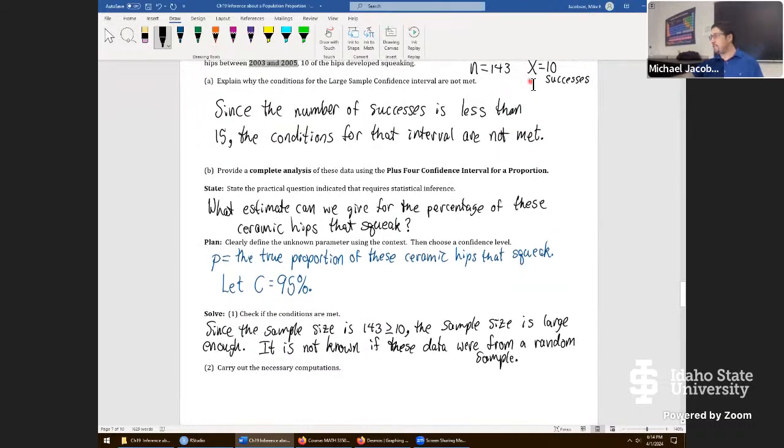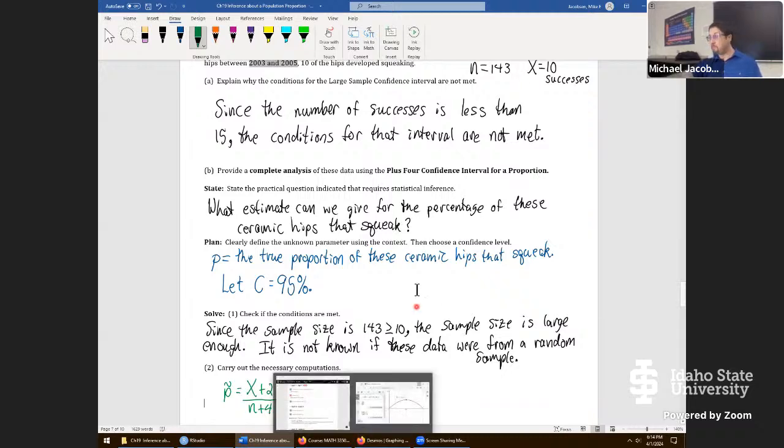First thing we want is, let's see here, we have x and n. So I'd probably start off by just calculating p tilde. So p tilde is our estimator, or statistic. It's going to be x plus 2 divided by n plus 2, or excuse me, n plus 4 altogether. So our numerator is going to be 12. Our denominator is going to be 147. So we got p tilde out of the way.